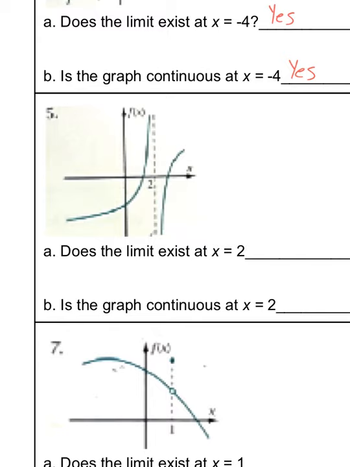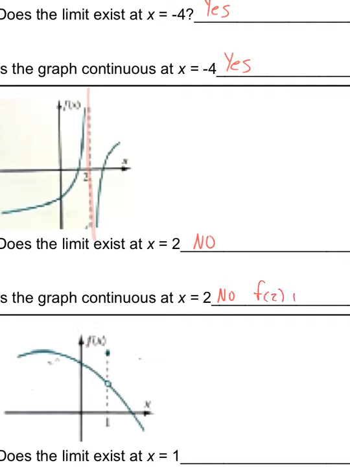Number 5, is the graph continuous at 2? If we put in our vertical line, as we trace the graph on the left, it's going to infinity, up and up and up. As I trace the graph coming from the right, the graph is going down, down, down, negative infinity. So the left and rights are complete opposites. There is no limit. Is the graph continuous? No, because there's no y value here. Along a vertical asymptote, there's no point. So we would say no, and we would say f of 2 DNE. All right, there's no y value.